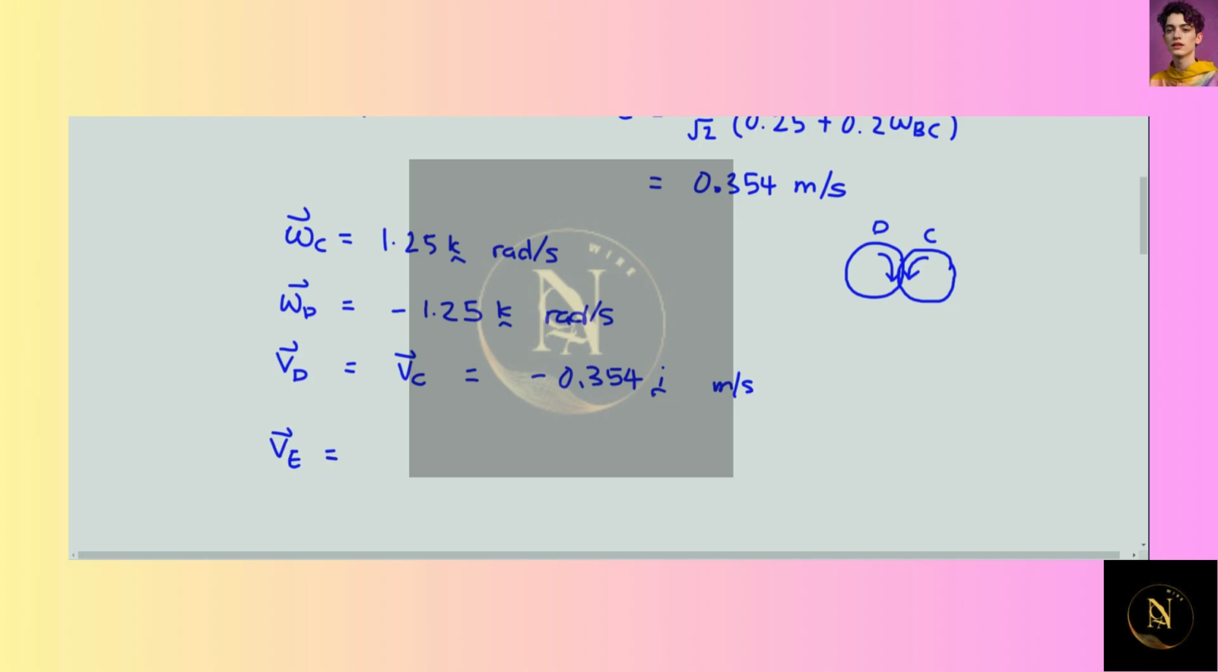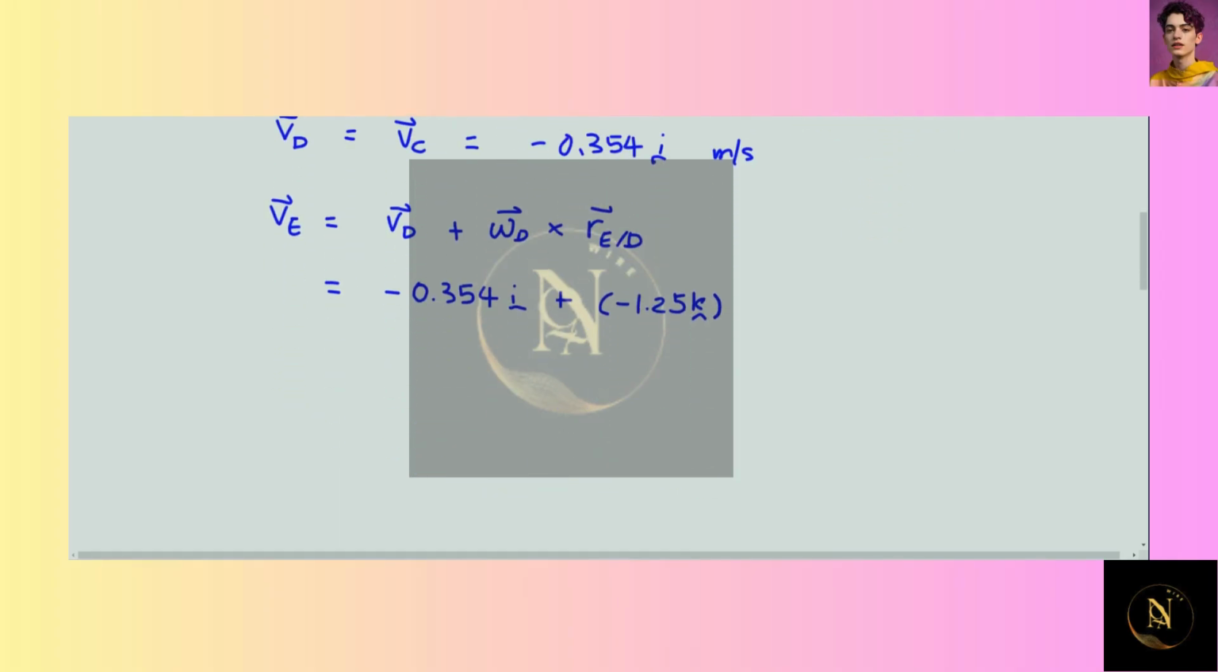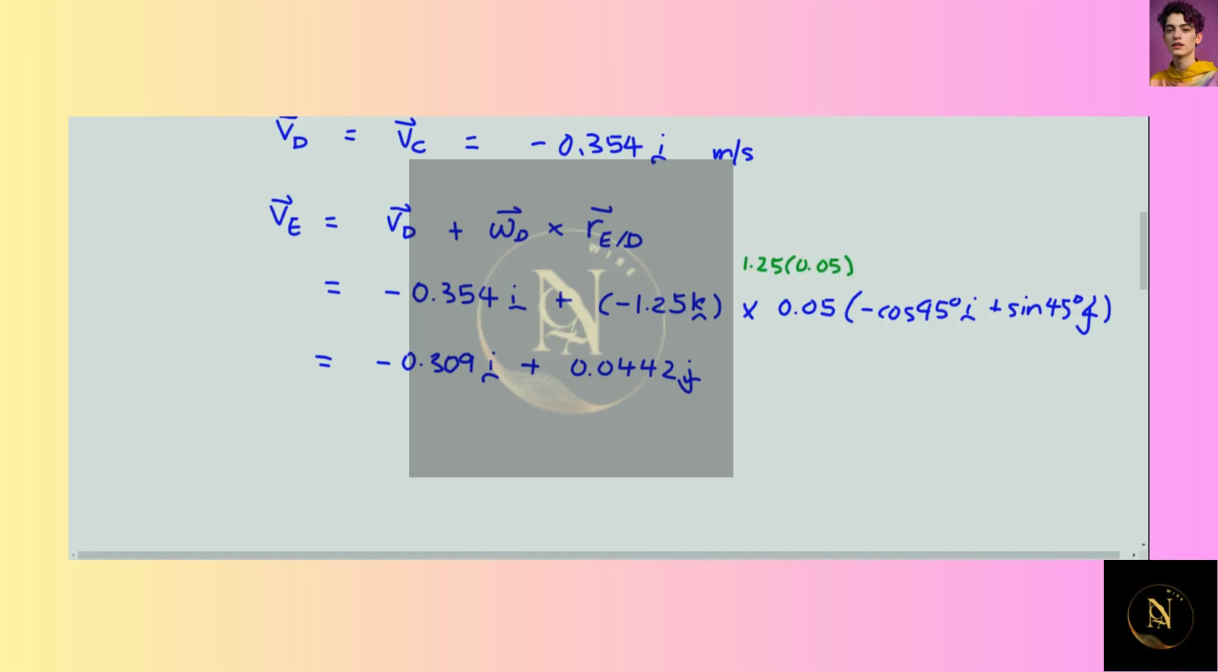Then we can find VE to be equal to VD plus omega D cross RE relative to D. So minus 0.354 I plus minus 1.25 K cross 0.05 times minus cosine 45 degrees I plus sine 45 degrees J. So this is equal to minus 0.309 I plus 0.0442 J. If you do the cross product properly, you get 1.25 times 0.05 times 1 over root 2 times I plus J.